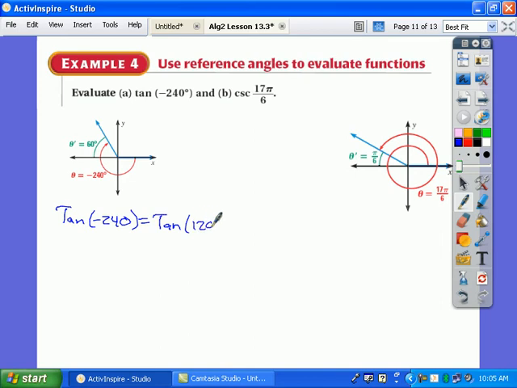Okay. Now I need to address tangent of 120 is in what quadrant? It's in the second quadrant. So to find the reference angle, theta prime, if I want to find the reference angle in the second quadrant, we come back to this. In quadrant 2, I take 180 minus theta.